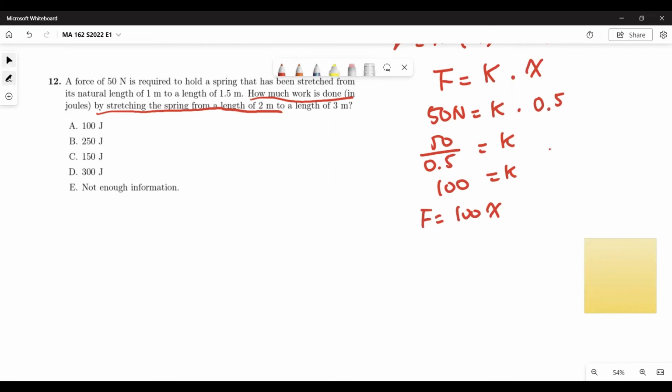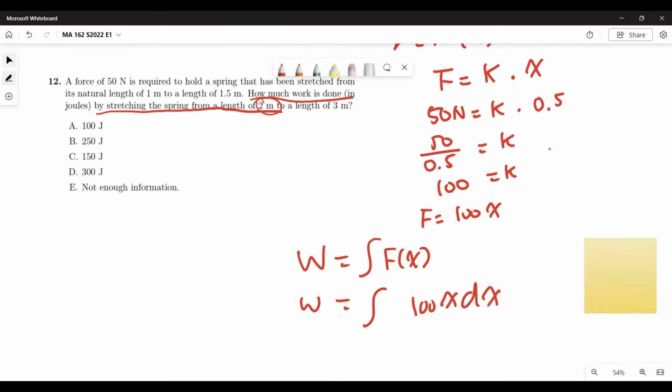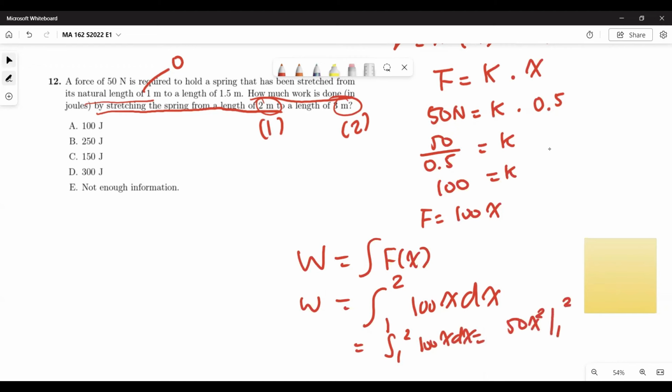Okay, and then if you want to find the work, it's just integrating the force equation. So work is 100x dx, and the important thing is stretching the spring from a length of 2 meters to a length of 3 meters. With its natural length of 1 meter, this is 0, this is increased by 1, and this is increased by 2. So it's integrating from 1 to 2. So 1 to 2, 100x dx, this is just 50x squared. Integrating from 1 to 2, this becomes 50 times 4 minus 1, 50 times 3, which is just 150 joules. So the answer is C.